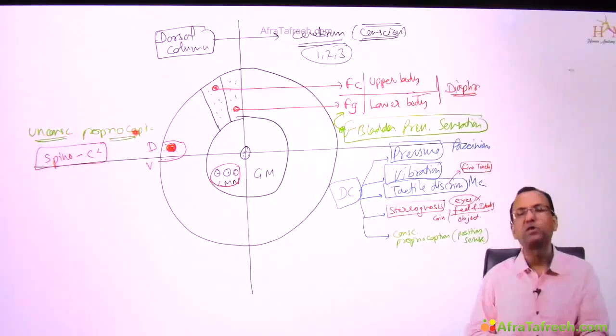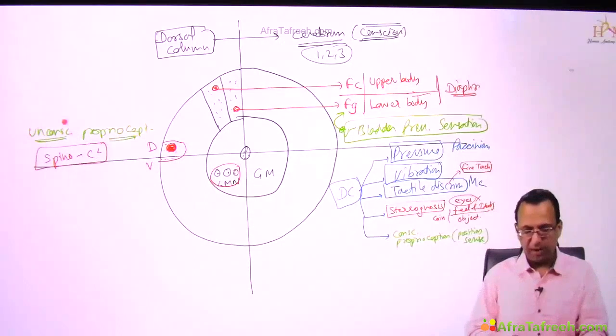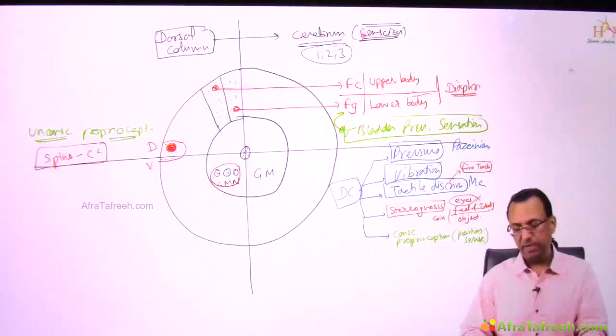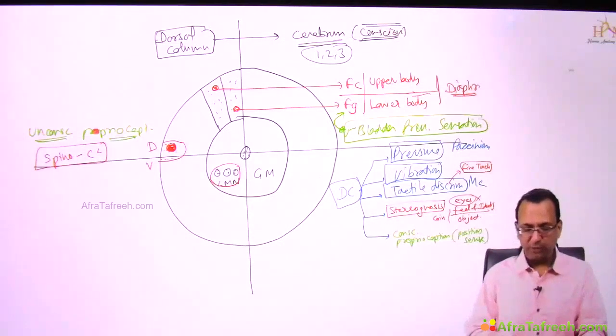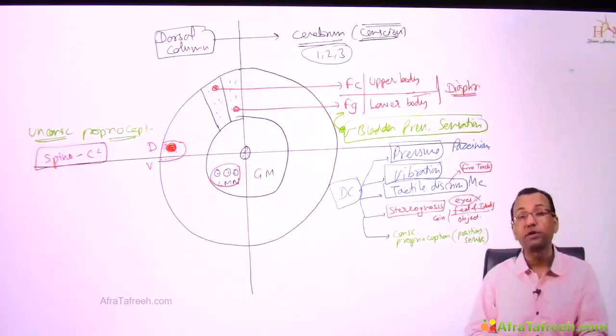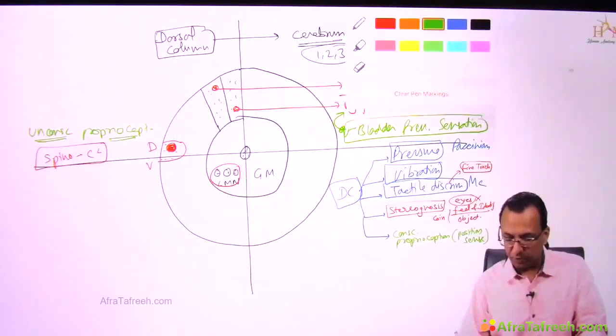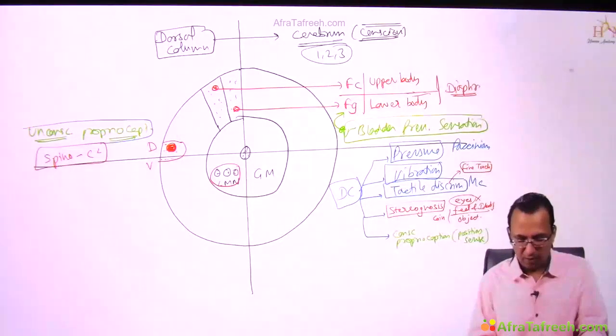Why would you say unconscious? Because it is stopping at the level of the cerebellum, it does not reach the level of the cerebrum. Cerebrum is the conscious level. Okay, so unconscious proprioception, mostly carried by the dorsal spinocerebellar tract, for what purpose? What was the purpose, you remember? The purpose was to coordinate the voluntary motor activity.